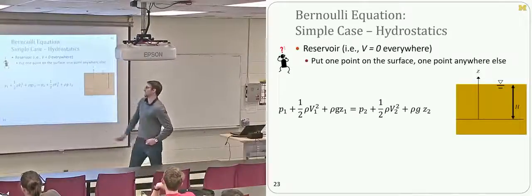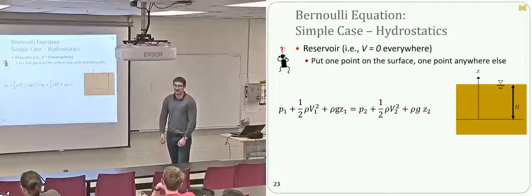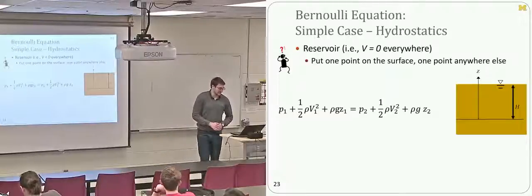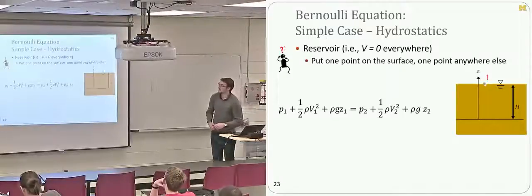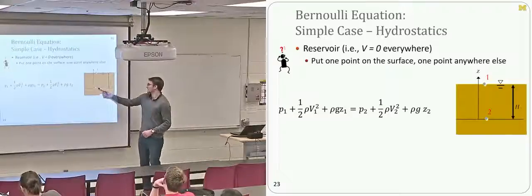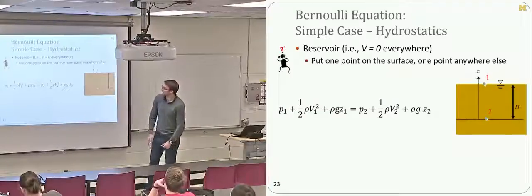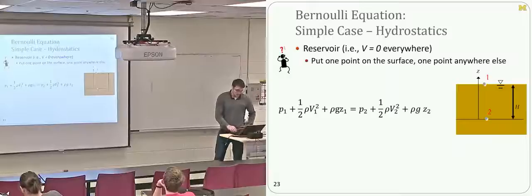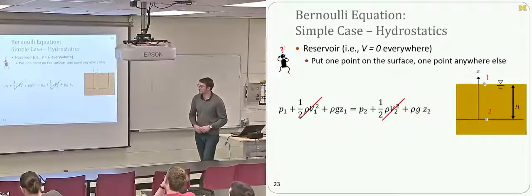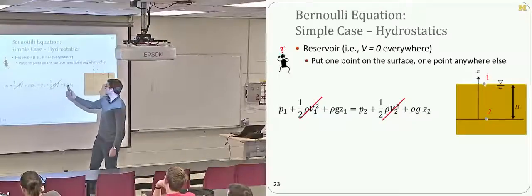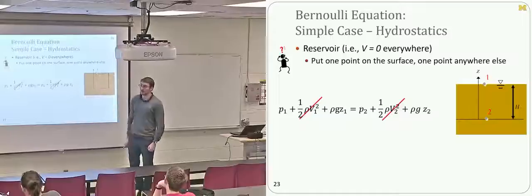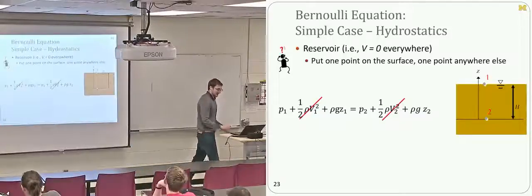So let's consider a reservoir, a tank of water. The velocity is everywhere 0, it is quiescent. We've got, I don't know, let's put a point on the free surface and then a point anywhere else in the fluid, we'll say at some depth h, right? So fact 1 is that because the velocity is everywhere 0, let's go ahead and get rid of those terms. Right? So now we've just got P1 plus rho g z1, P2 plus rho g z2. This is starting to look like our fluid statics equation, right?